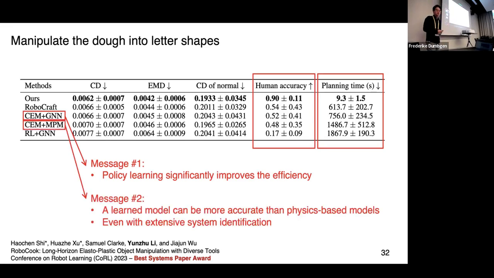And the second baseline is a physics-based baseline, which is the material point method. We find that even with extensive system identification using MPM, the model is still noticeably worse than our learned model that just learned directly from real interaction data. So we also show the learned model can be much more accurate than a physics-based model, even with extensive sysid.